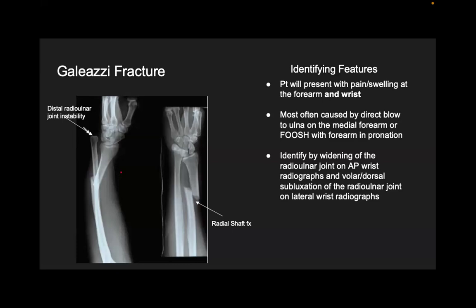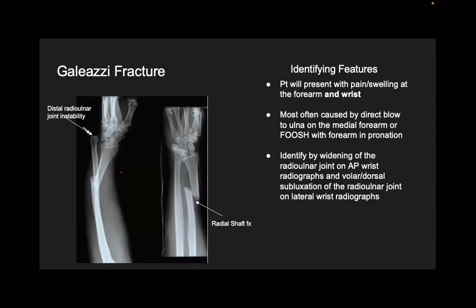So the patient's now going to have pain and swelling at the forearm and the wrist. Again, this could be one of two things, either a direct blow somewhere in the forearm, or again, if they're falling on their hand, usually with the forearm in pronation. Okay.